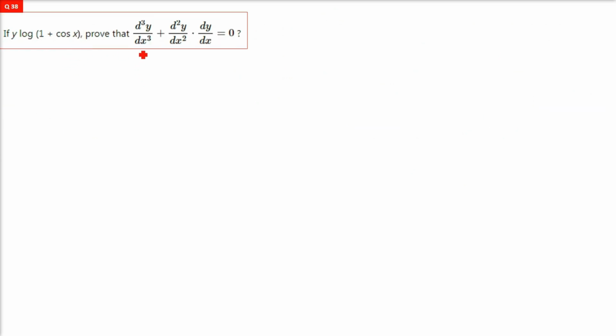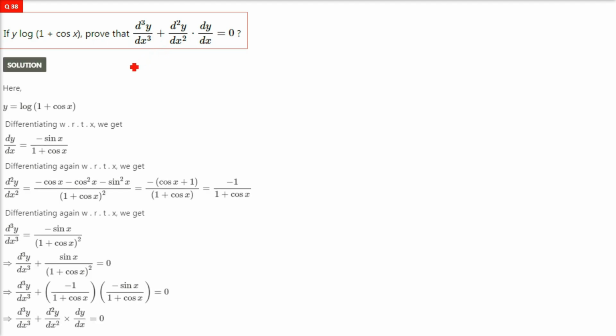If y is equal to log 1 plus cos x, we have to differentiate it thrice: dy by dx, d2y by dx2 and d3y by dx3. Let's see what we get. There is one point, how this second part of the content which we have to prove, from where you will get it, that is the only discussion.